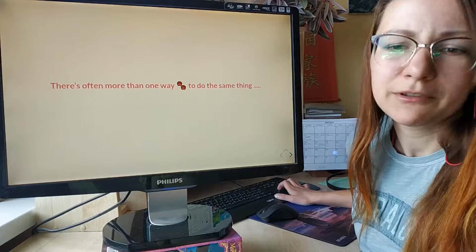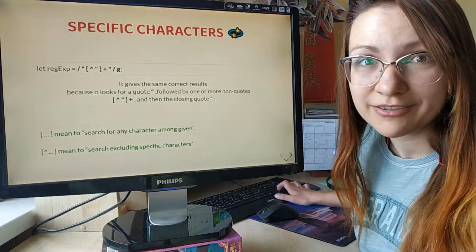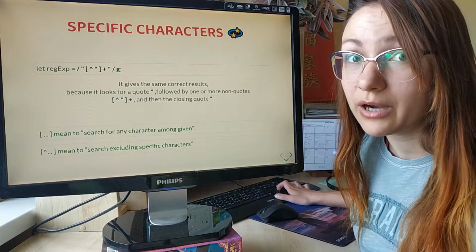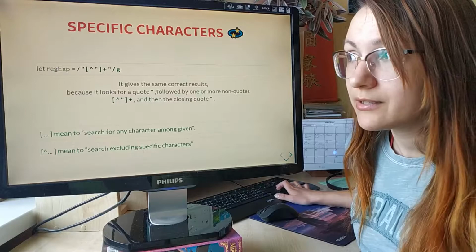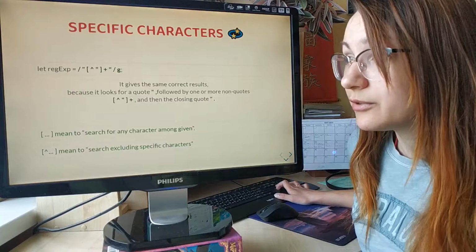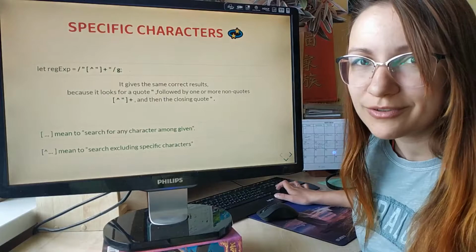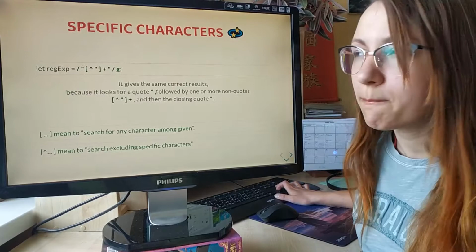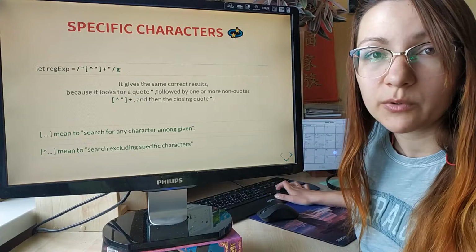Okay, so you should also know that there is often more than one way to do the same things with specific characters. In our case, we can find quoted strings without lazy mode search, but using square bracket notation. Here, a hat inside square brackets excludes specific characters. So a regular expression like this will give us the correct result, because it looks for a quote followed by one or more non-quotes and then the closing quote. Also note that although multiple characters can be inside square brackets, they correspond to exactly one character in a match.